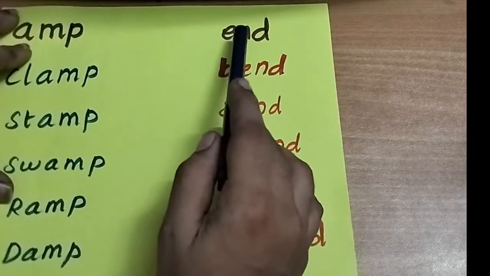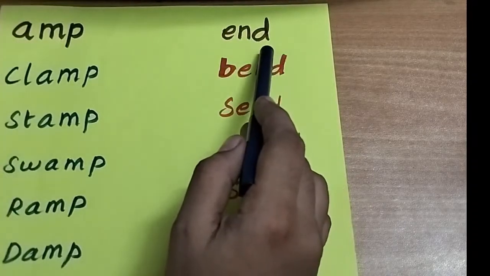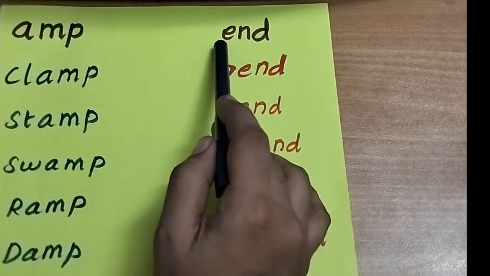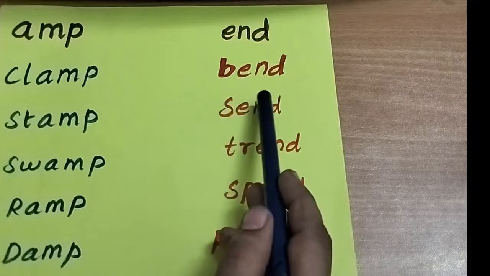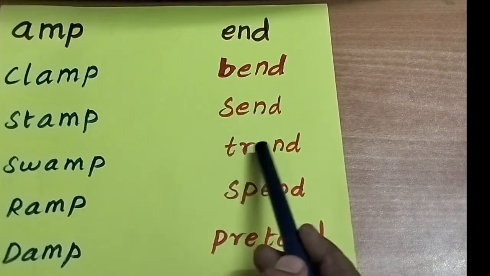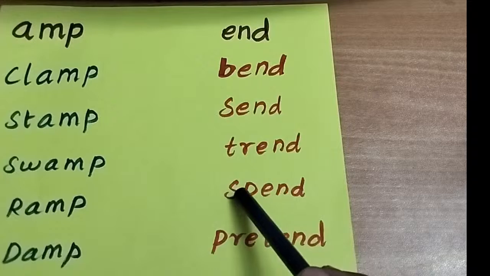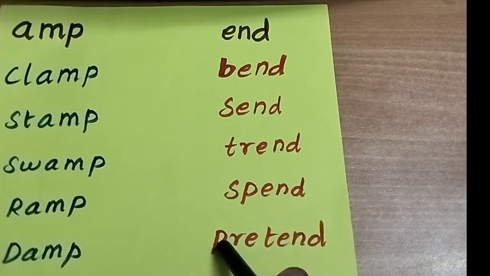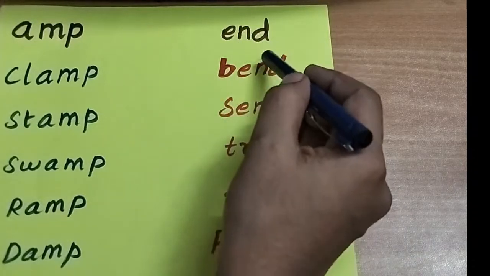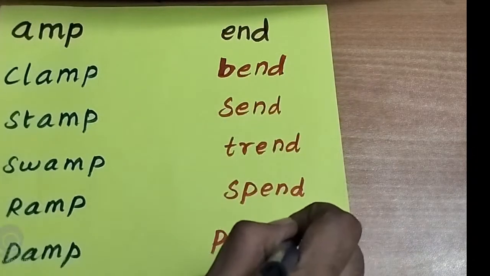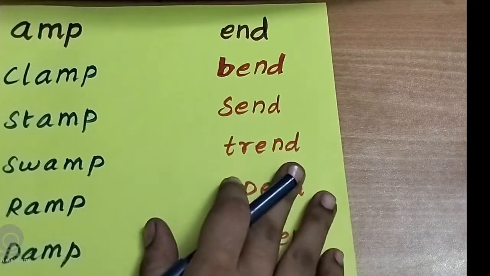Next one is END, the ending consonant blend. The sound is end. Okay. End, bend, send, trend, spend, pretend. Okay. So these are the ending consonant blends which you have at the end of a word. So these are also a set of words which denote the consonant blends that exist at the end of the word.